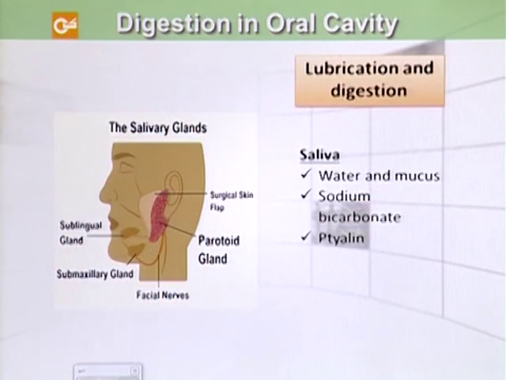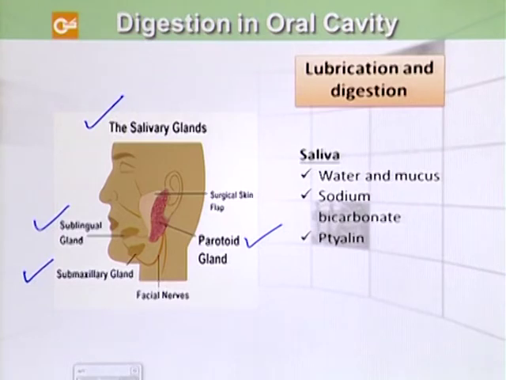And lubrication and the digestion process is aided with the help of salivary glands. And inside the oral cavity, humans have three kinds of salivary glands. Number one is the sublingual gland, which is situated below the tongue. And then we have submaxillary glands, which are located behind the jaws. And then we have parotid glands, which are situated below the ear. And actually these three glands secrete saliva, which aids in the lubrication of food.